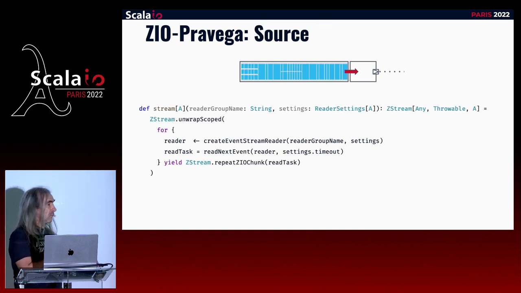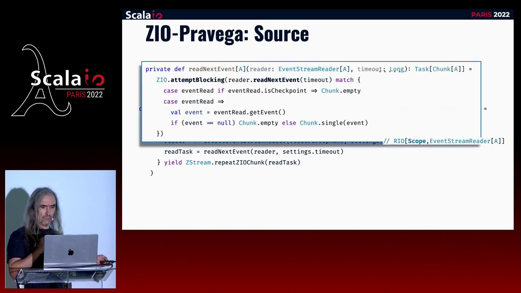From the other side, I need to read from Pravega. Same, always the same story. In fact, I acquire a reader, which would be closed with a finalizer. It's more or less the same topic, always wrapping in an IO.